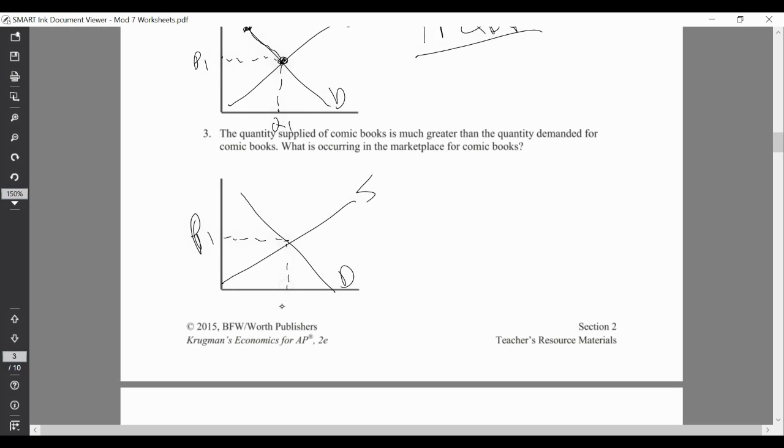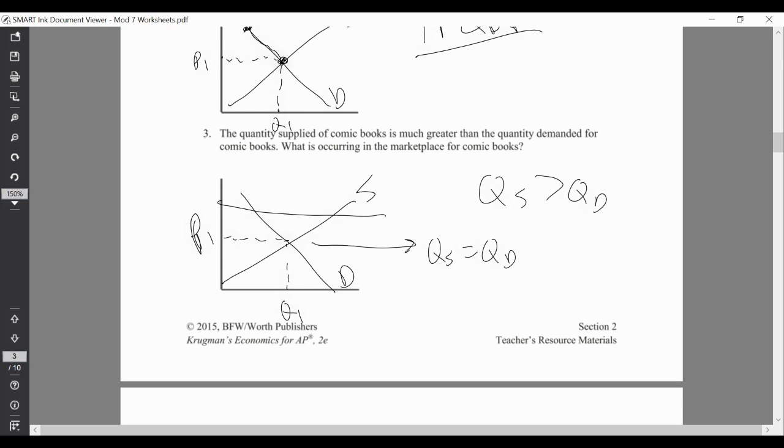Q1. So it says here the quantity supplied of comic books is greater than quantity demanded. Quantity supplied is greater than quantity demanded. So that means they're not at equilibrium, because at equilibrium, we have quantity supplied equal to quantity demanded. So where must it be where quantity supplied is greater than quantity demanded?